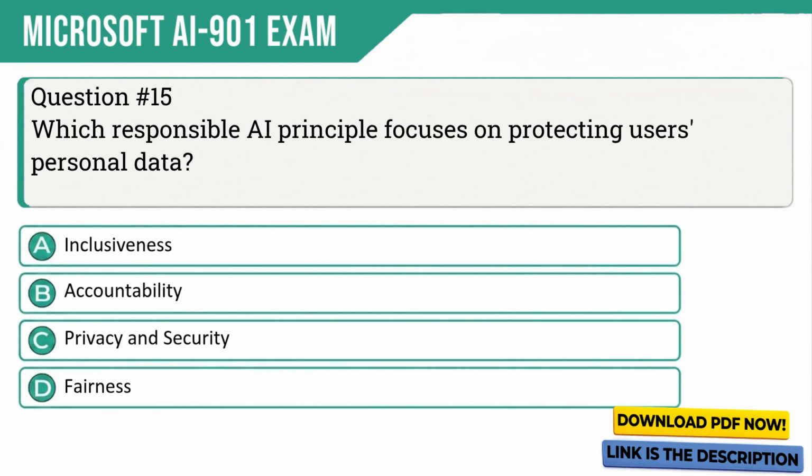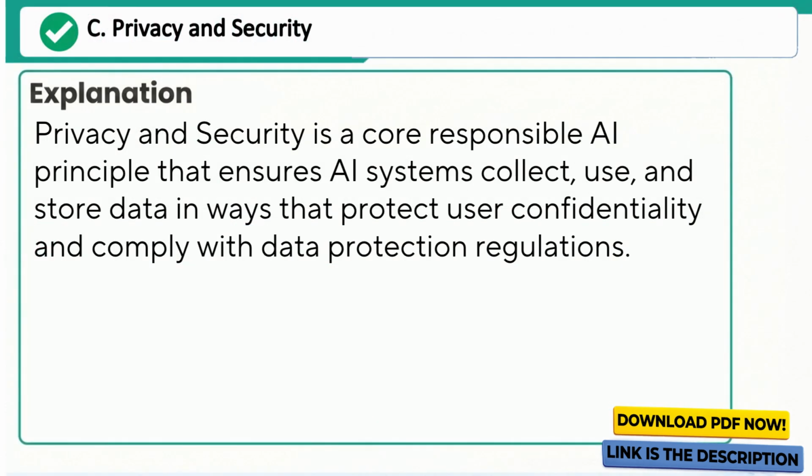Question number 15. Which responsible AI principle focuses on protecting users' personal data? A. Inclusiveness. B. Accountability. C. Privacy and security. D. Fairness. Correct answer, C. Privacy and security explanation. Privacy and security is a core responsible AI principle that ensures AI systems collect, use, and store data in ways that protect user confidentiality and comply with data protection regulations.